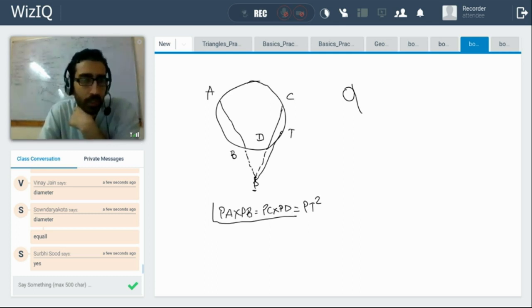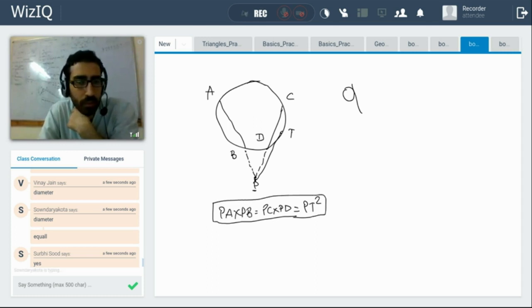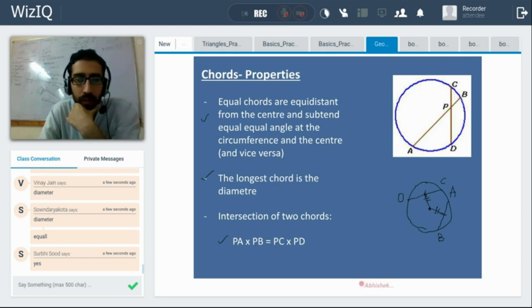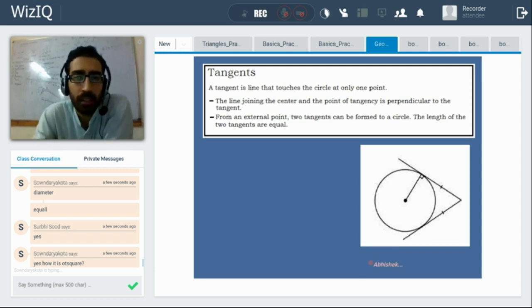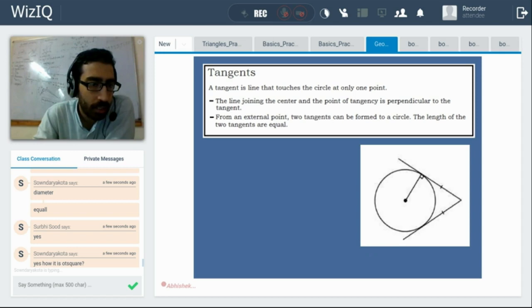This is important, and I would of course want you to remember this. Okay, cool, very good. Let me know if you guys have any doubts here as we move ahead. Tangents. A tangent is a line that touches the circle at only one point. It's not OT, it's PT square.